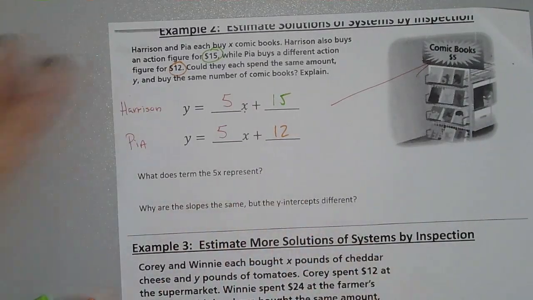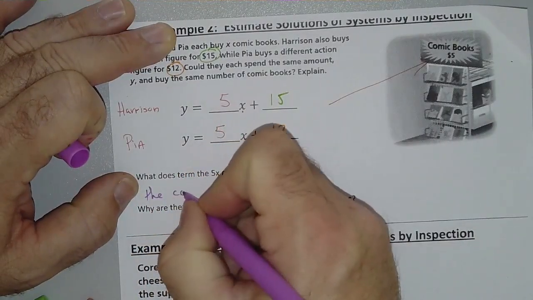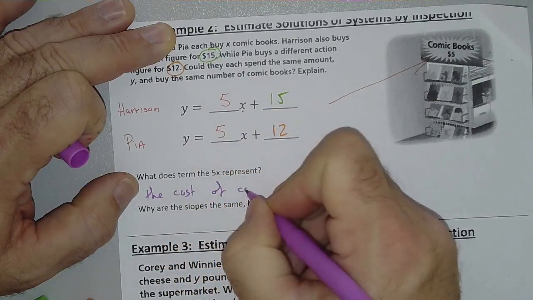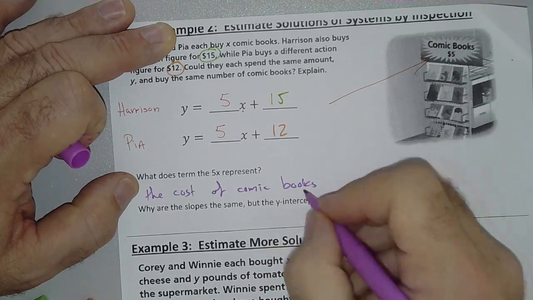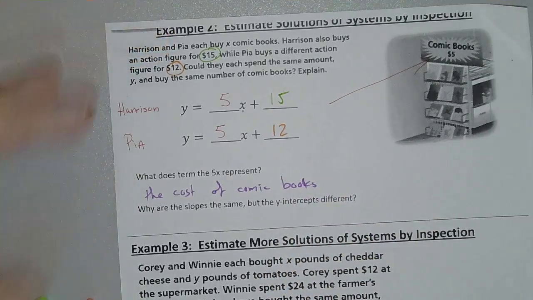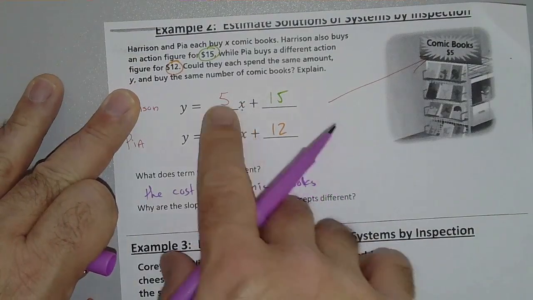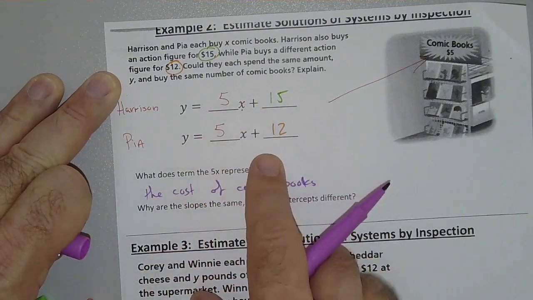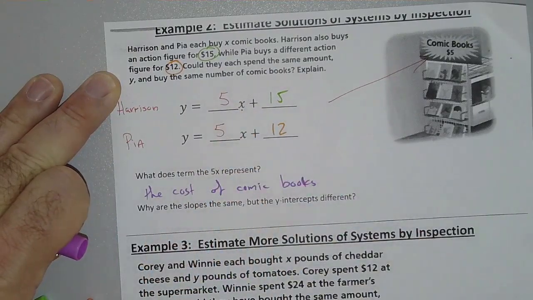What does that 5x represent at this time? Well, we know that it is the cost of comic books, right? And we know that it's not complete. We just know that for every comic book they bought, it was $5. So if the two of them bought 2 comic books each, $10 and $10. 3 comic books, $15 and $15.